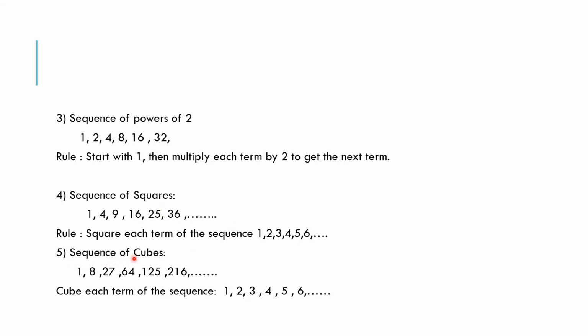Now next is the sequence of cubes: 1, 8, 27, 64, 125, 216. Now the rule is cube each term of the sequence 1, 2, 3, 4, 5, 6. Like the cube of 1 is 1, cube of 2 is 8, cube of 3 is 27, cube of 4 is 64, cube of 5 is 125, cube of 6 is 216.